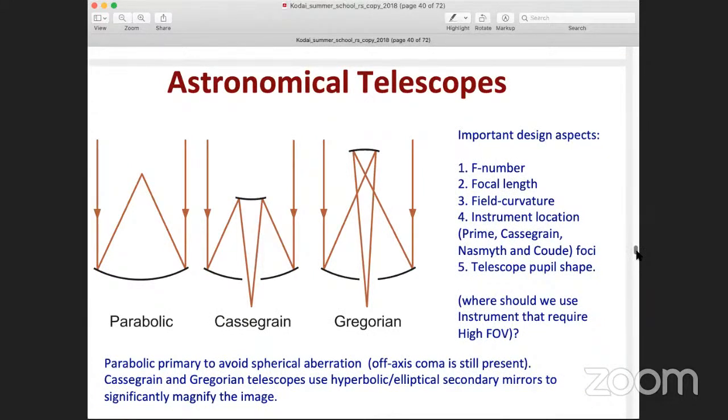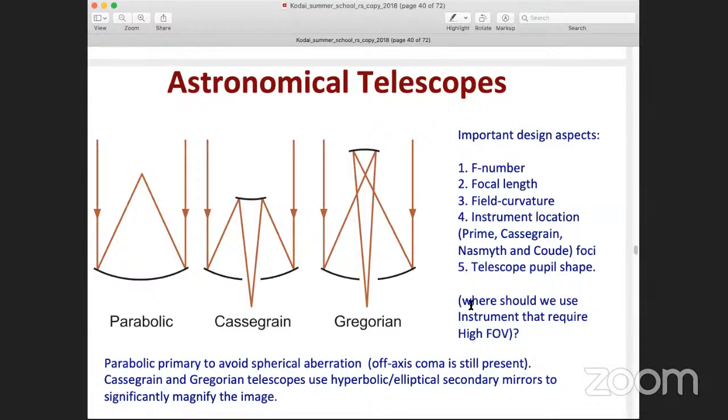astronomical telescopes, there are three major kinds of telescope: parabolic, Cassegrain design, and Gregorian design. As you can see, a parabolic mirror will bring the light to a focus, whereas in Cassegrain we have a small hole in the primary. The rays come from the top and go to the secondary mirror, get reflected and come to the Cassegrain focus. This is another type of configuration. It's called the Gregorian configuration.